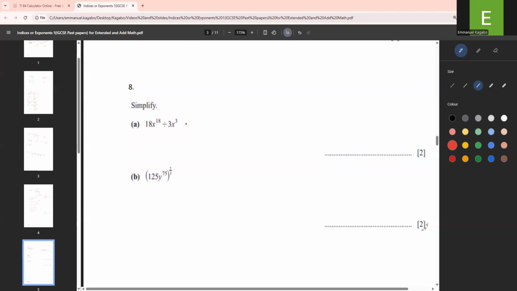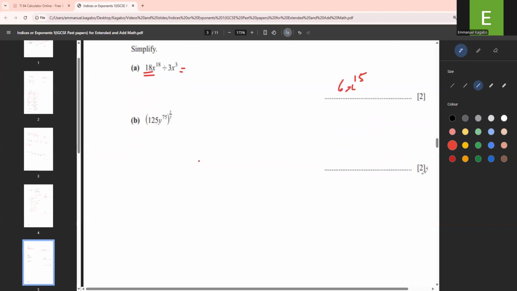This is very good and very common in IGCSE exams. Very common. Now, when you divide here, 18 divided by 3, I'll get 6. Then 18 minus 3, because whenever you're dividing, you subtract the powers. So 18 minus 3 gives me 15, right? Good.